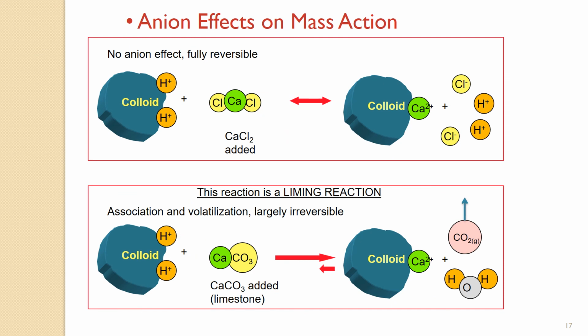In the first example, there is no anion effect. It's fully reversible. But in the second reaction, we have a liming reaction where association and volatilization make it largely irreversible. We added some calcium carbonate, aka some limestone, because we're trying to lime the soil to increase the pH. Ultimately, the calcium displaces the hydrogen on the colloid sites and releases CO2 as gas to the air. And those protons, which were making the soil acidic, are now bonded as water, and the pH has been allowed to rise.